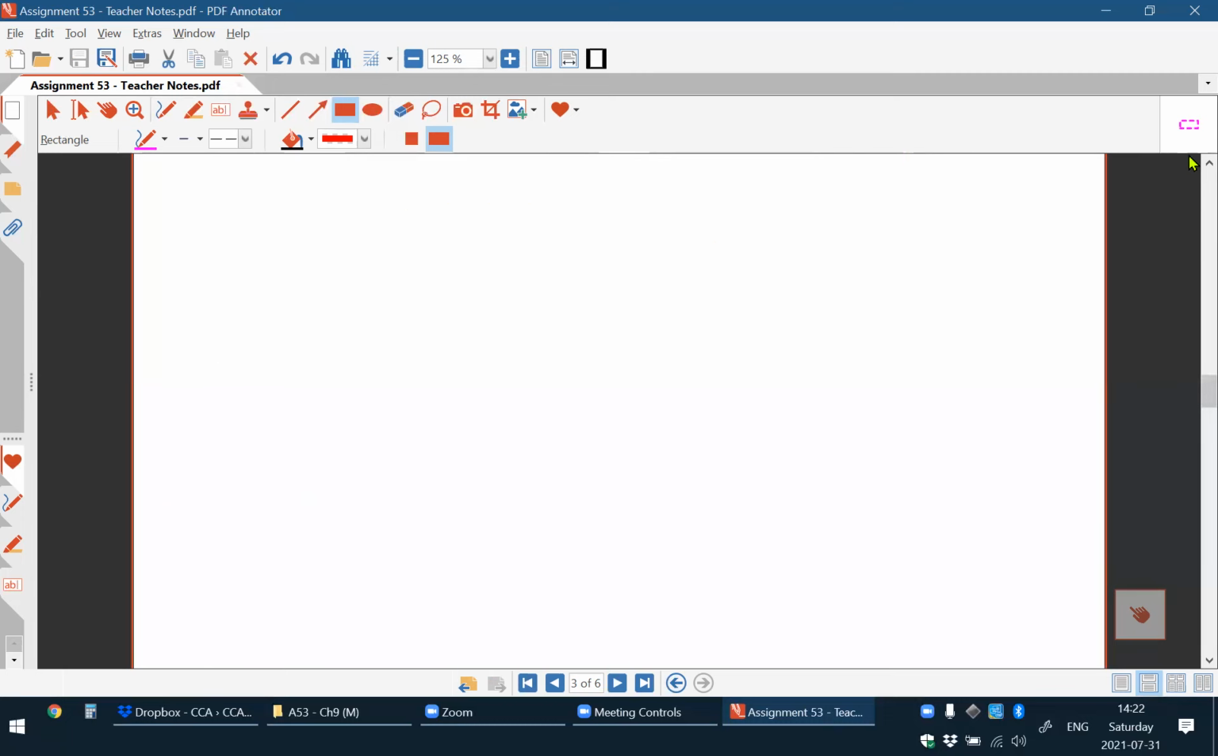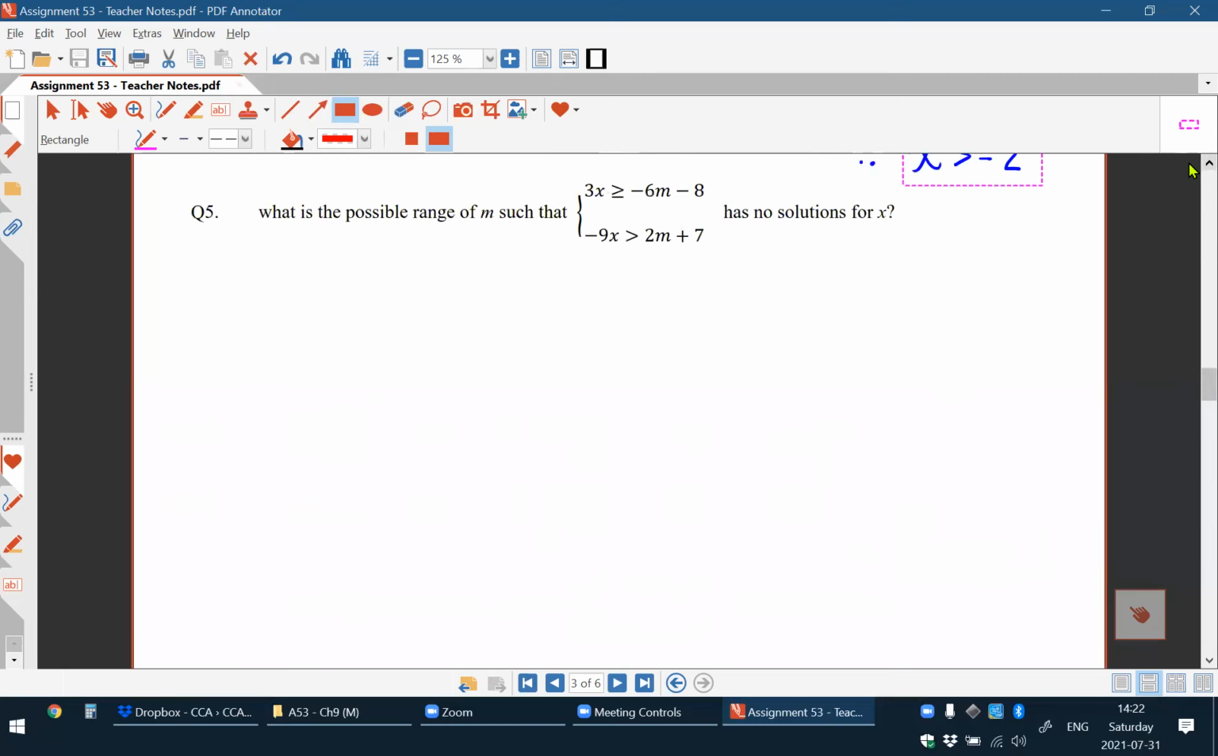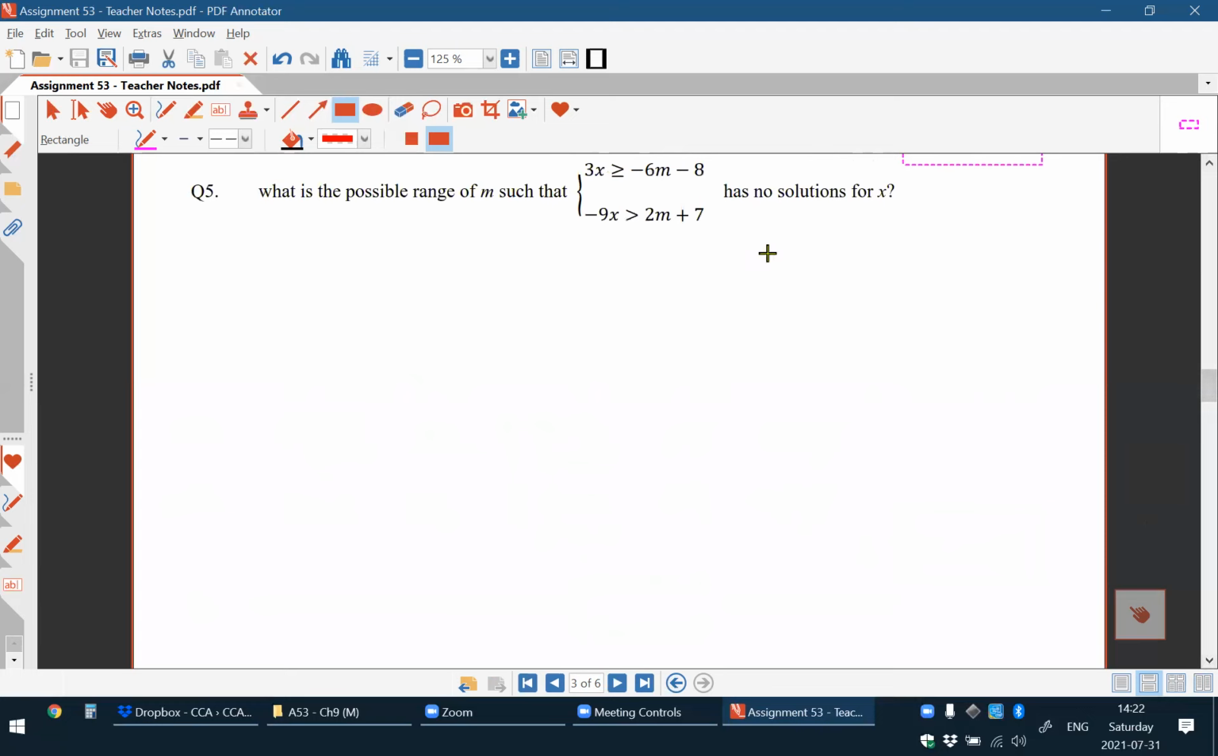Question 5. What is the possible range of m such that the system of inequalities here has no solutions for x? Okay, so how do we approach this question? First of all, it's better for us to solve this system first, right? So let's call the original system star.